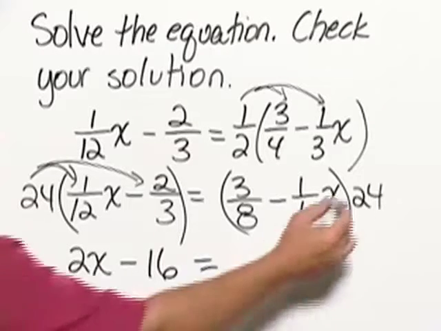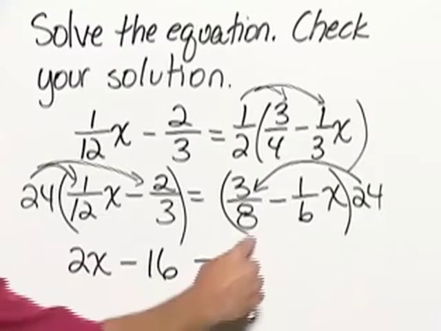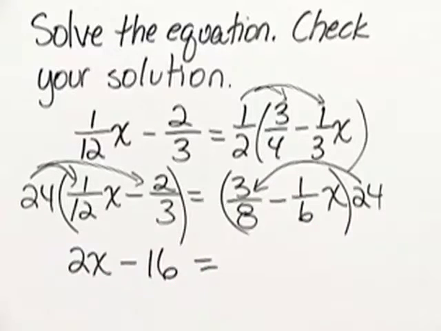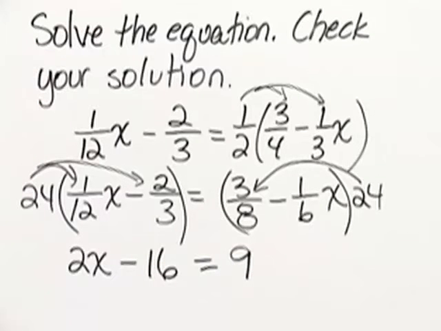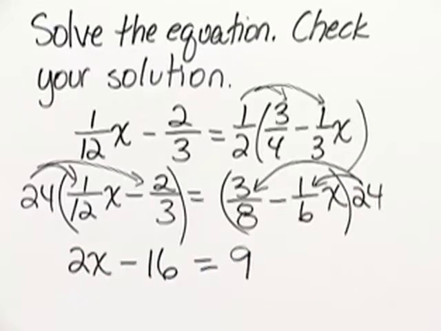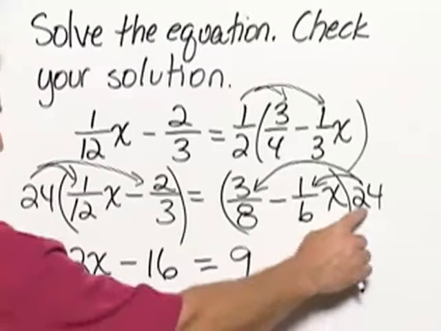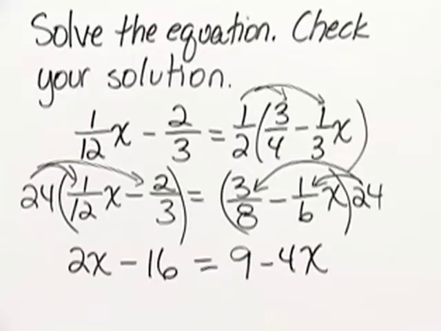On the right-hand side, when we multiply 24 times 3/8, 8 goes into 24 3 times. 3 times 3 is 9. Then we multiply 24 times the 1/6. 6 divides into 24 4 times, so we have minus 4x.